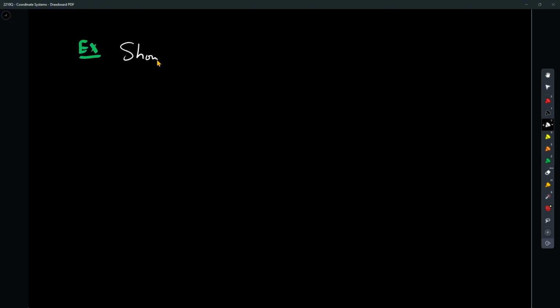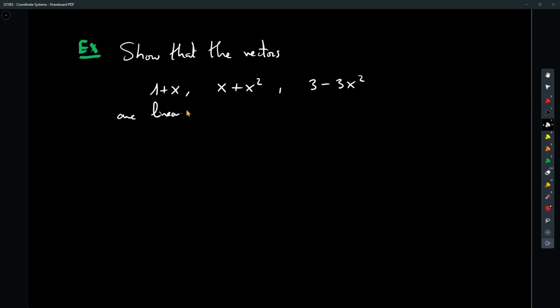So for example, if I want to show that the vectors 1 plus x, x plus x squared, and 3 minus 3x squared are linearly independent, then what we're going to do is convert these three vectors to coordinates and then work in coordinates. So here's the solution.